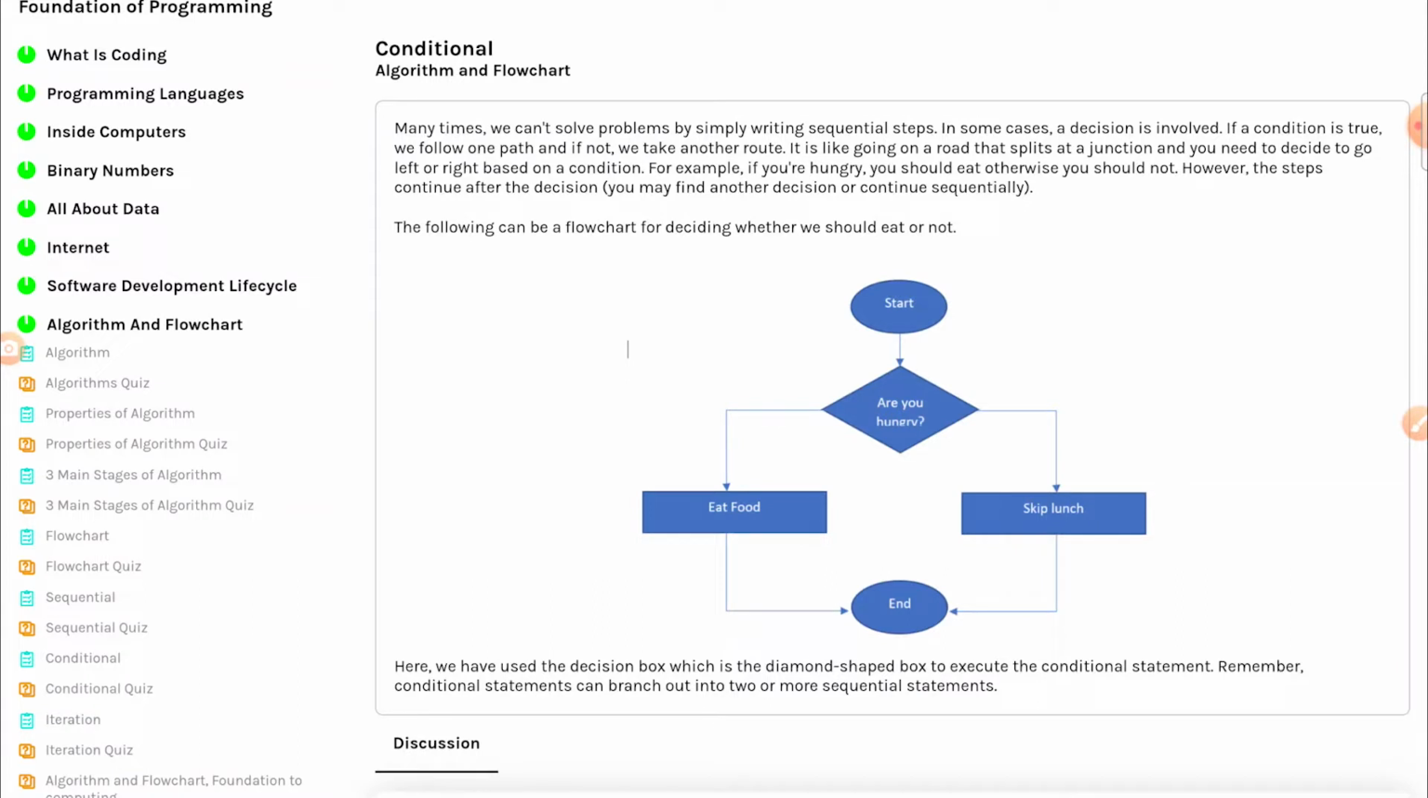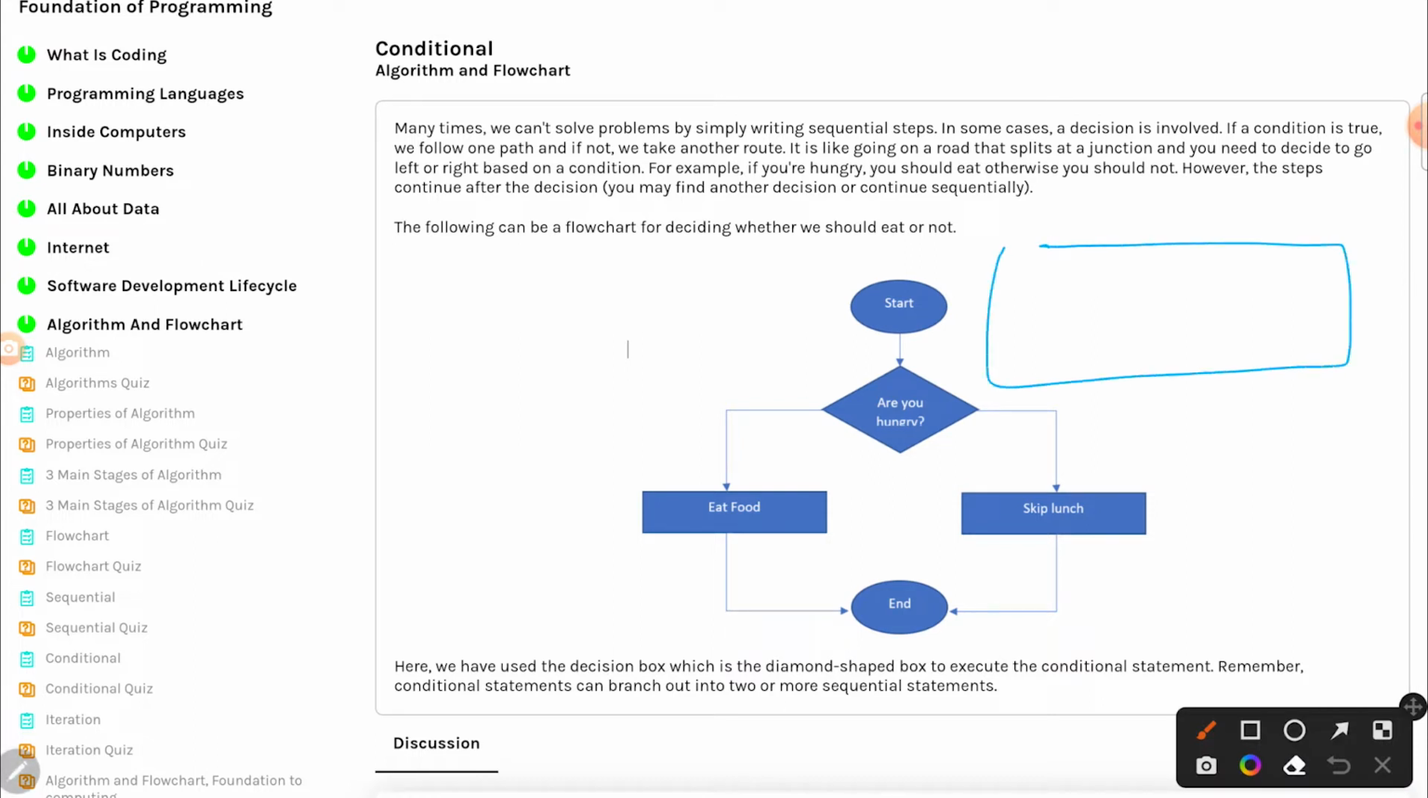In the previous class, we learned about sequential flowchart. Conditional flowchart is the second type of flowchart out of three when it comes to processing statements. Now, just to help you remember the big picture, we have three blocks: input, processing, and output. The input and output are both represented using a parallelogram.